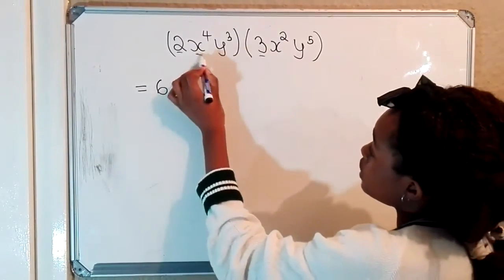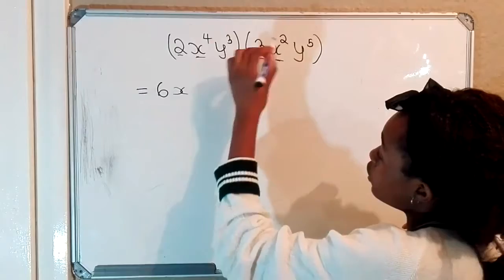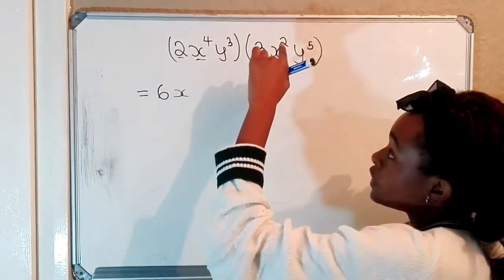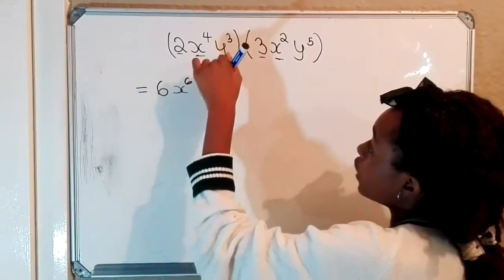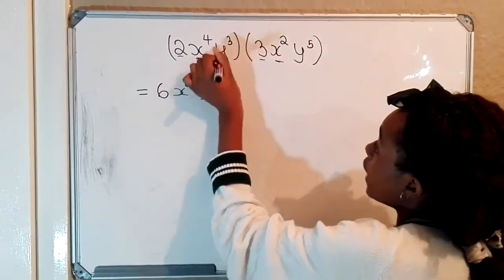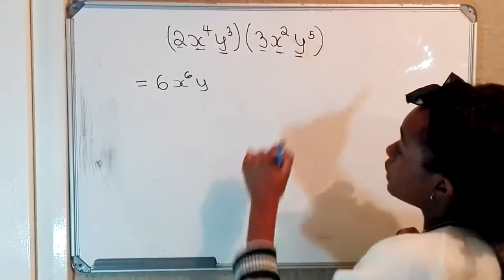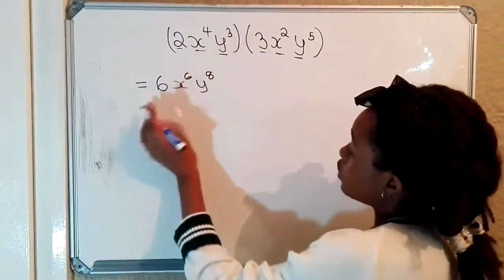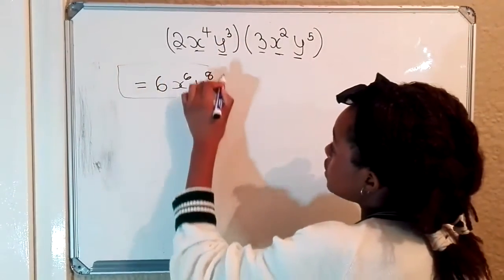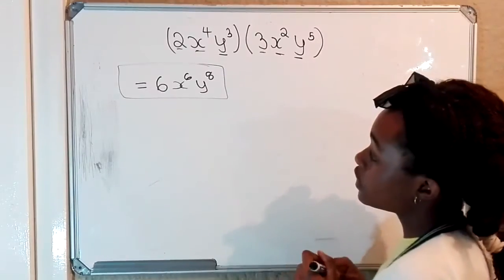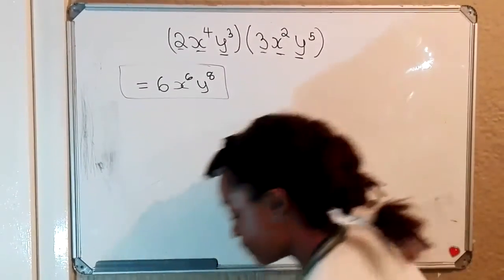And remember, we have x. Remember, when we're multiplying common variables, you add the exponents. So the common variable is x. So we'll add 4 and 2. So we have 4 plus 2 is equal to 6, and we have also y. Y and y are common variables. We add the exponents, so 3 plus 5 is going to give an answer of 8. So our final answer is 6x to the power of 6 and y to the power of 8.